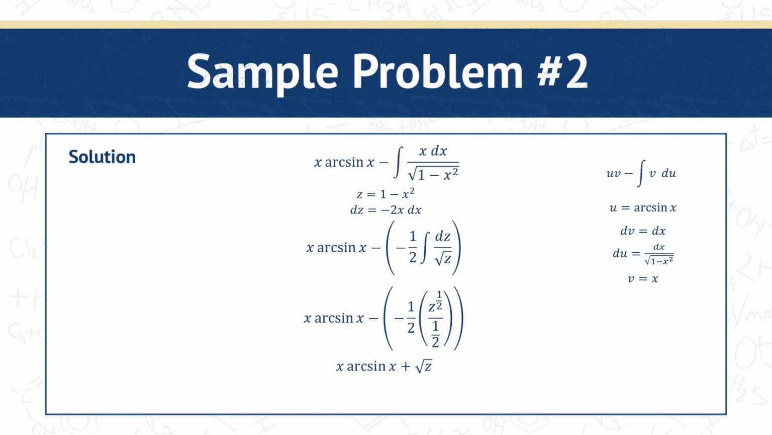Now if we replace z in terms of x, we get our final answer, which is x arcsine x plus the square root of 1 minus x squared plus the constant of integration. Now that's it for our sample problem number 2. And we can now move on to our last example.